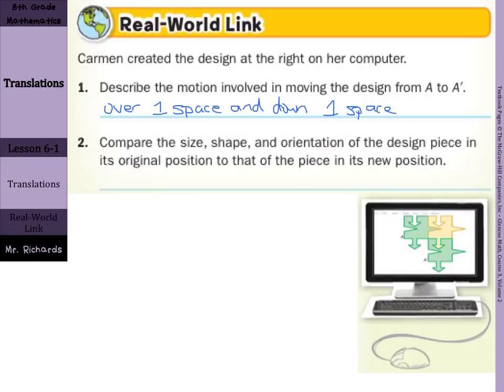Compare the size, shape, and orientation of the design piece in its original position to that of the piece in its new position. Well, the size, it's the same. The shape itself is the same, and the orientation, the direction it's going in, well, you see the down arrows pointing down both times, so this little thing sticking out to the right. So the orientation is the same, and so we can just simply say they are all the same.